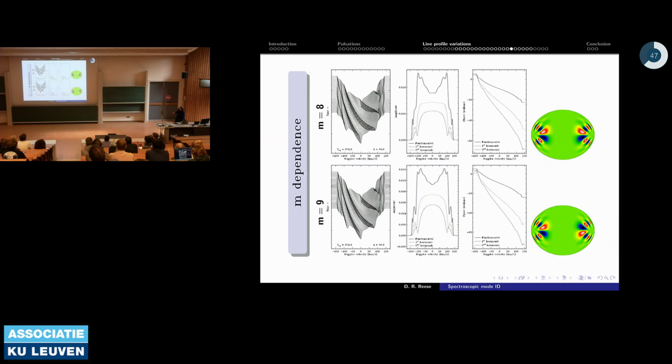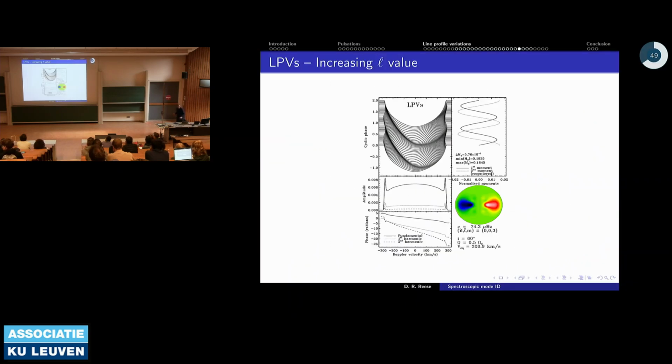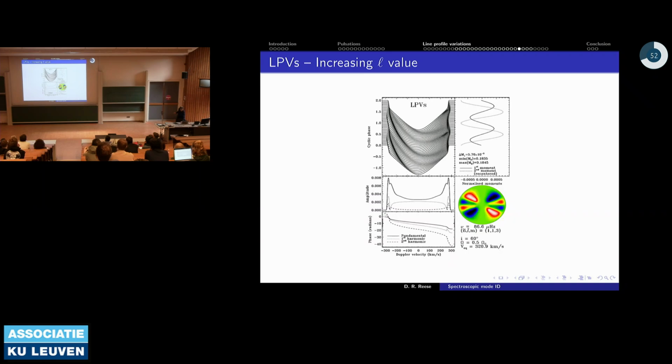And so as you increase the azimuthal order, you can see that you get tighter and tighter grooves going through the line profiles. Okay. One can also increase the harmonic degree. And so this is the sort of plots you would get.